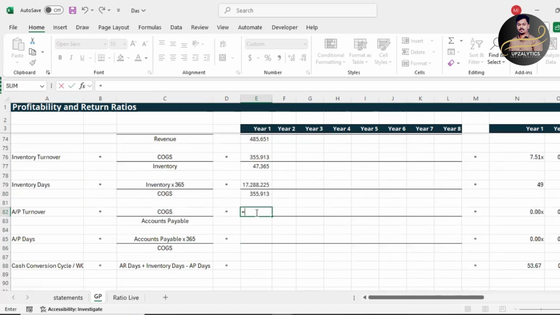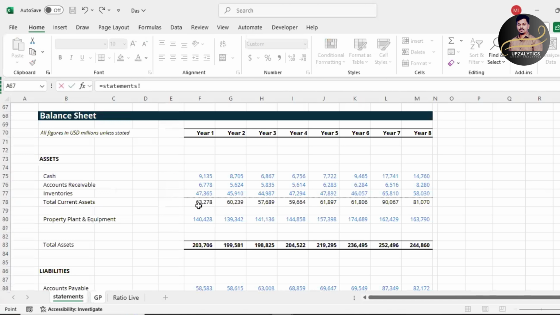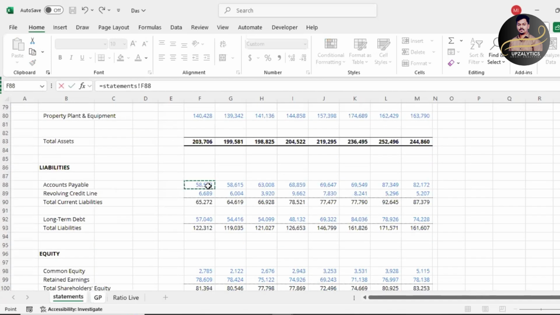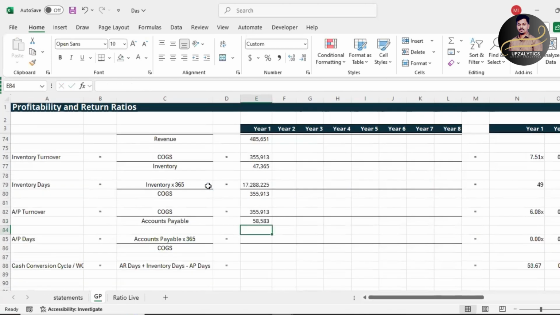Now let's talk about account payable turnover. For that, we can take the cost of goods sold. The denominator is account payable. We can get this from the current liabilities. Here we can see that we are paying the account payable 6.08 times for a specific year. We can see the other thing, account payable days.